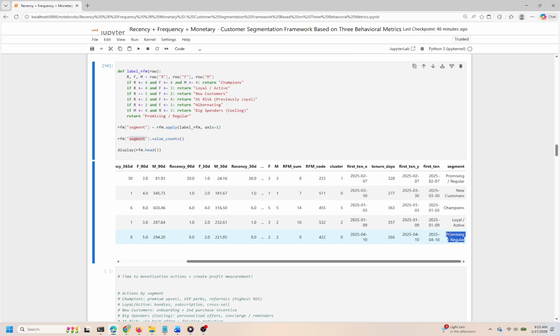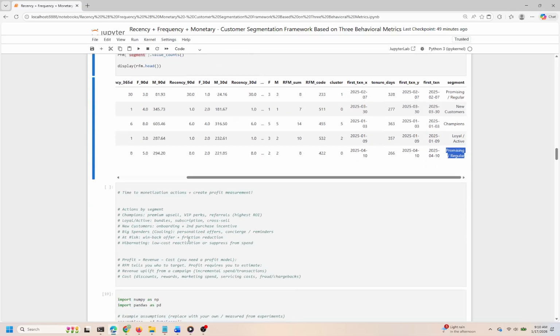Finally, to facilitate a clearer understanding, the cell displays the top rows of the updated data frame, allowing us to observe the newly assigned segments. Looking ahead, the next steps will likely involve analyzing these segments in more detail, tailoring marketing strategies, or exploring how these classifications impact overall business performance.